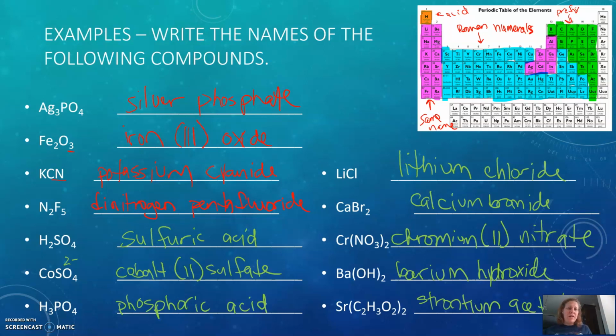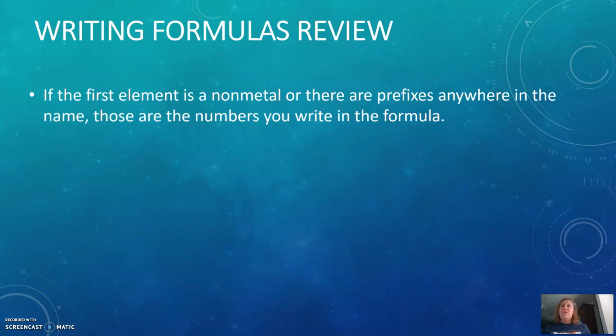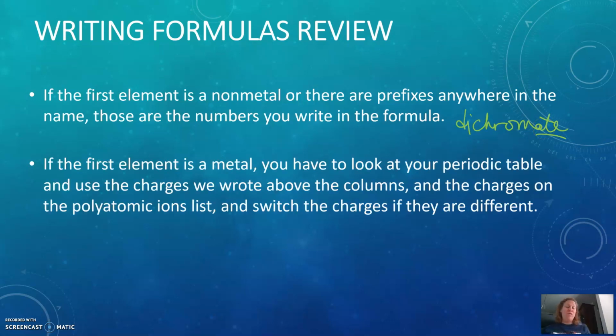Okay, that's real fast. All the names. Review. Writing formulas again. Again, if the first element's a non-metal or you see prefixes, except be careful for dichromate. He's got an 8, so he's a polyatomic ion. So that, and then you just write, no switching of charges. If your first element is a metal, which there's a bajillion metals, so I'm only gonna do like 2 of those things, it's gonna be like 90% of the test is gonna be metals.